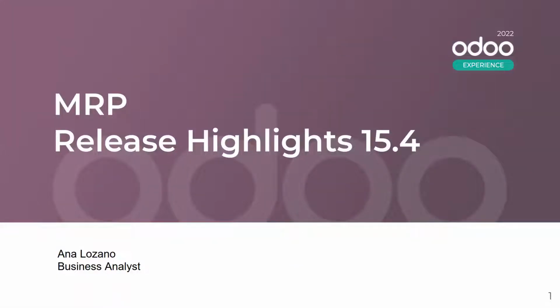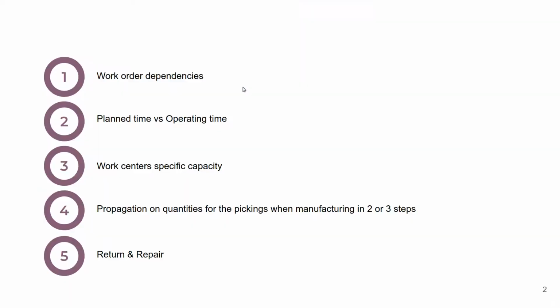I am a manufacturing expert at Odoo, and today I am going to show you the new features of version 15.4. We will discuss 5 different topics. The first 3 are related to the planning. We have the work order dependencies, the planned time versus the operating time, and the work center's specific capacity.